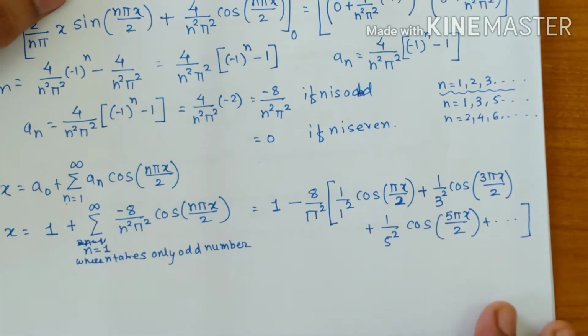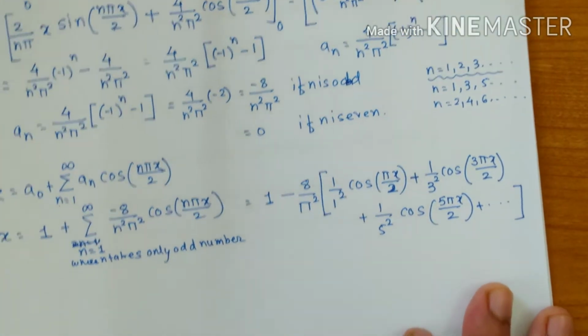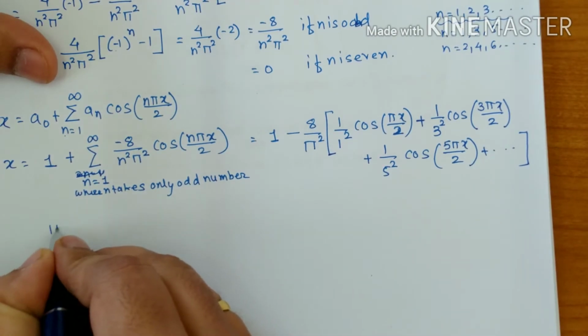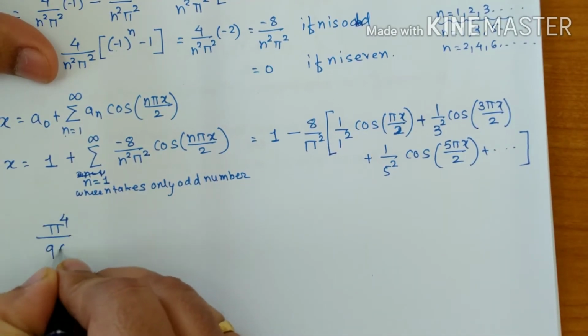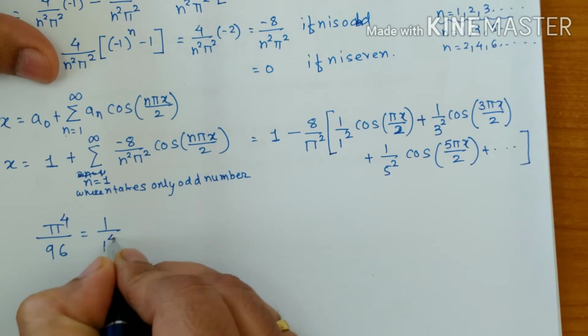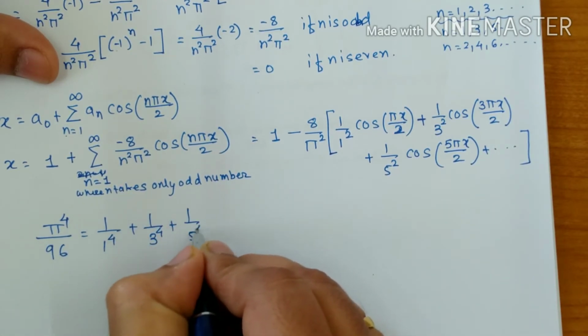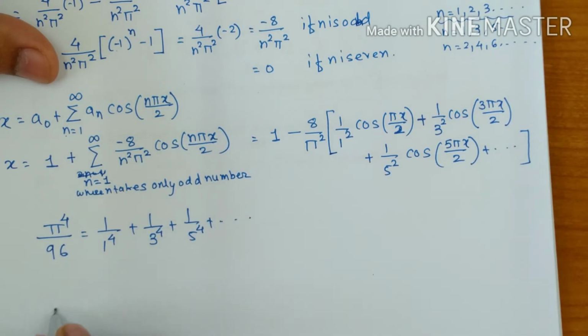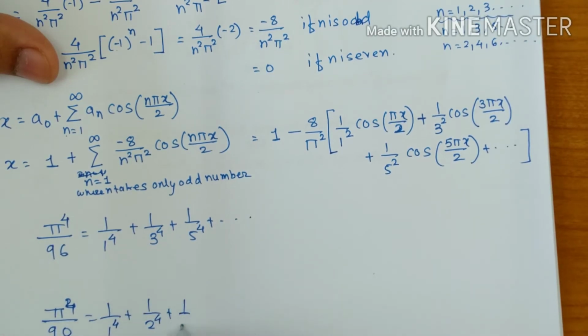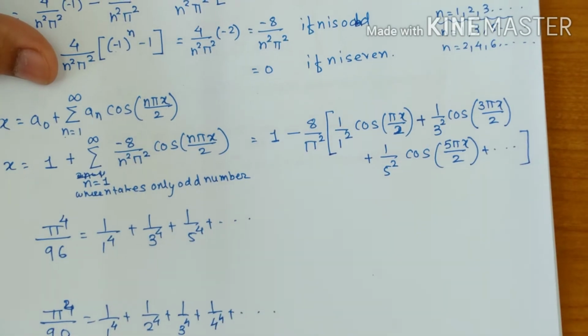Okay, now we have to go for 2 more deductions. The first deduction is this: pi raised to 4 by 96 is equal to 1 upon 1 raised to 4 plus 1 upon 3 raised to 4 plus 1 upon 5 raised to 4 plus and so on. And the second deduction which is expected is pi raised to 4 by 90 is equal to 1 upon 1 raised to 4 plus 1 upon 2 raised to 4 plus 1 upon 3 raised to 4 plus 1 upon 4 raised to 4 plus and so on.